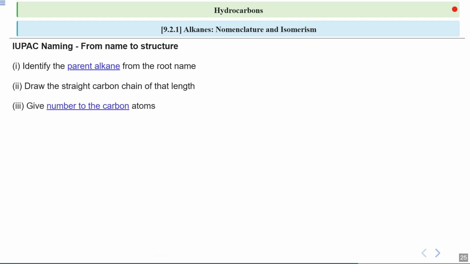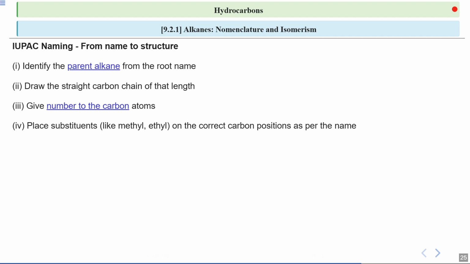Now we need to number the carbon atoms in the chain. So this numbering is crucial because it helps us to determine the exact position of any substituents or branches that may be attached to the main chain. With the carbon atoms numbered, we can now place any substituent, such as methyl or ethyl group, on the correct carbon position as specified in the name. So this step is like adding branches to a tree, ensuring each is in the right spot.